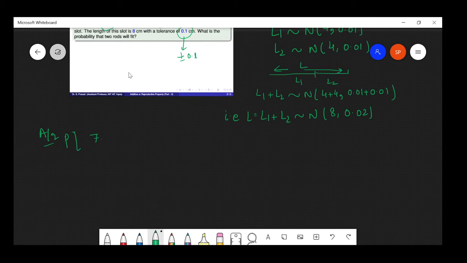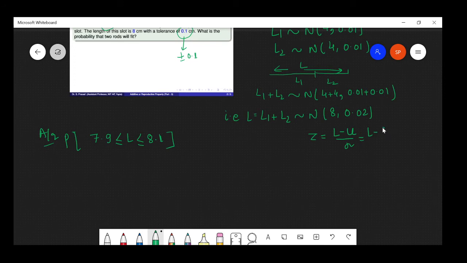L is the length, 8 cm, with a tolerance, so L lies between 7.9 and 8.1. This is the tolerance. Now we utilize the standard normal variates, and we use the transformation Z is equal to (L minus mu) by sigma.